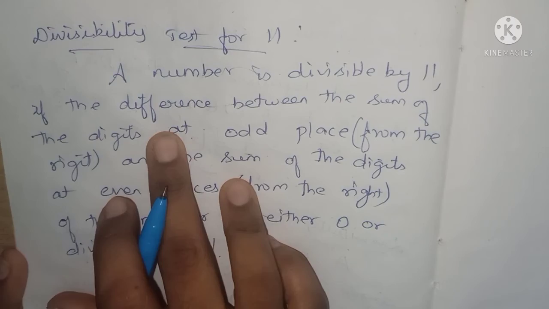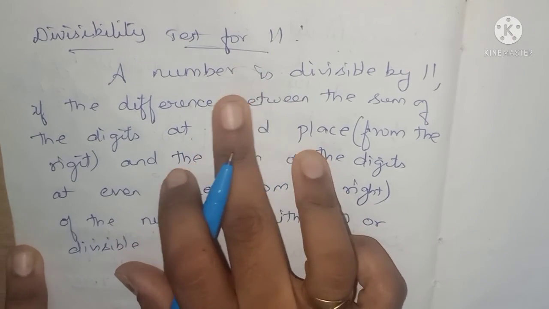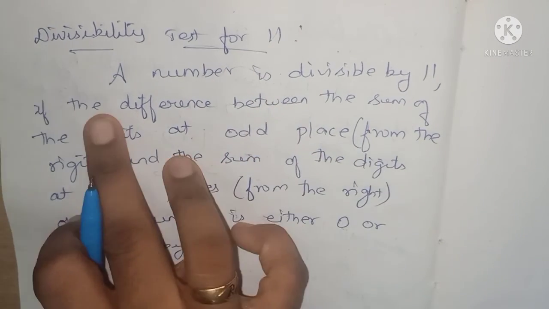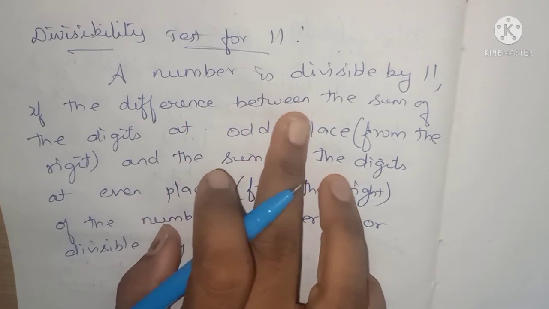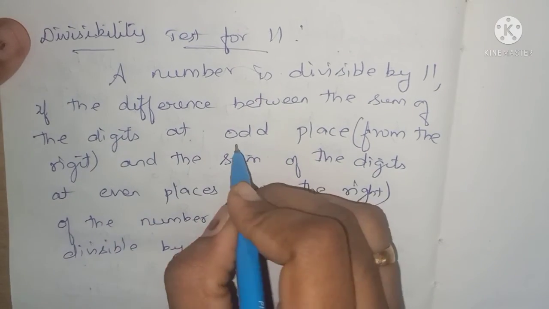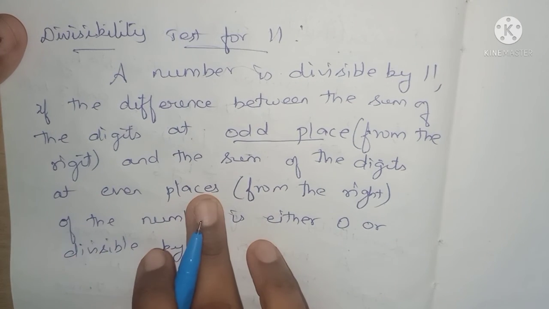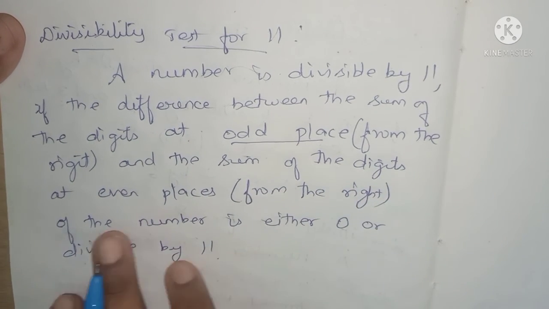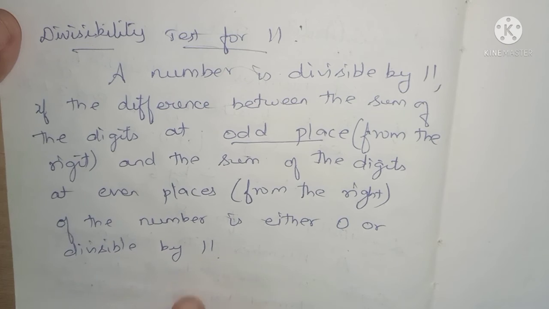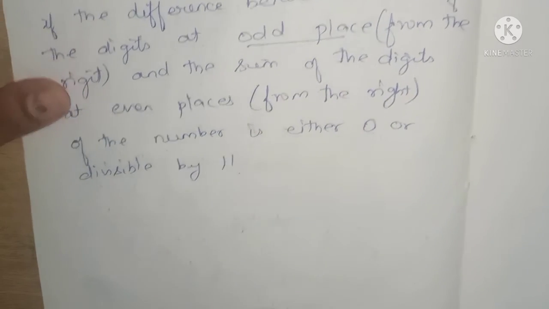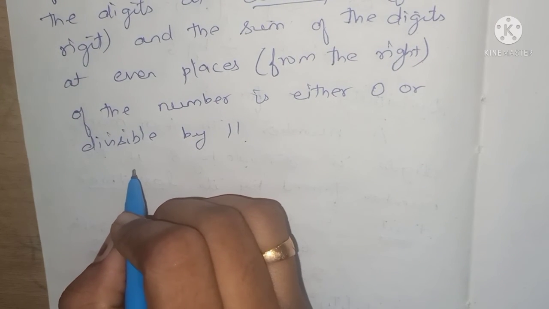The next one is the divisibility test for 11. A number is divisible by 11 if the difference between the sum of the digits at odd places from the right and the sum of the digits at even places from the right of the number is either 0 or divisible by 11. So first, what is the meaning of this statement?